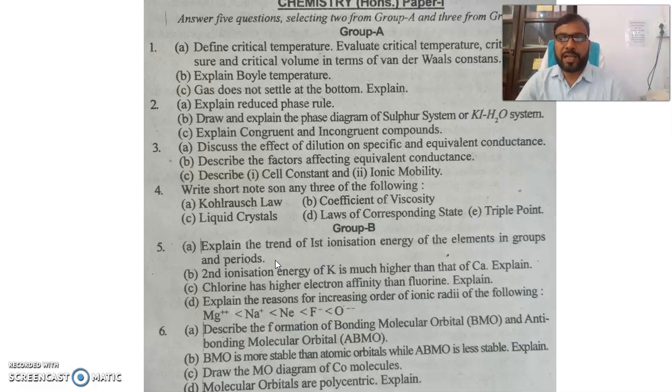Now next question, describe the formation of bonding molecular orbital and anti-bonding molecular orbital. Bonding molecular orbital is more stable than atomic orbital, while anti-bonding molecular orbital is less stable. Explain. Draw the molecular orbital diagram of CO molecule. Molecular orbitals are polycentric. Explain.